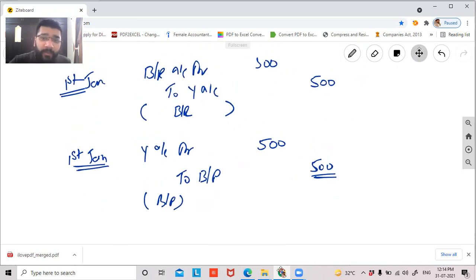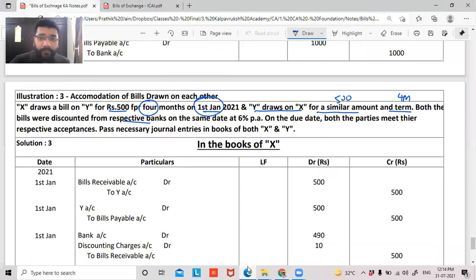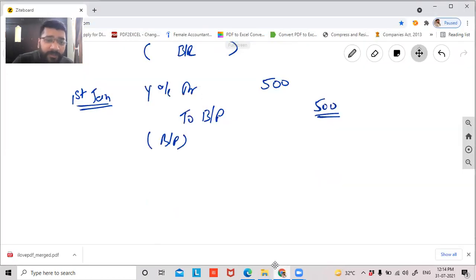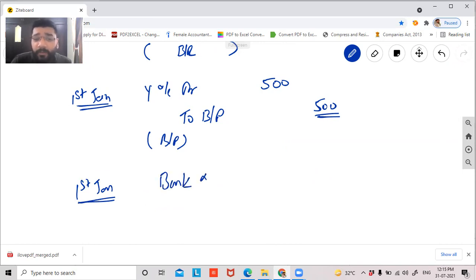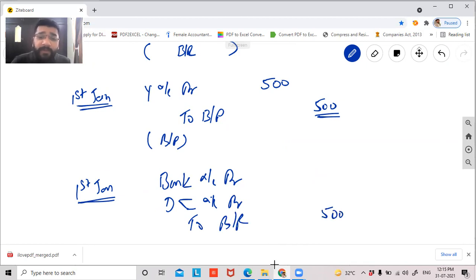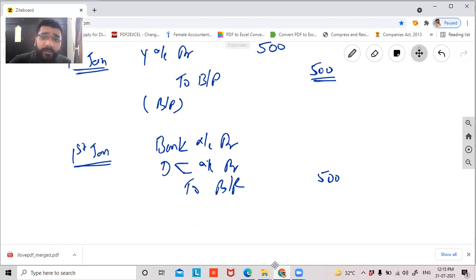Which bill will he get discounted, guys? Which bill is getting discounted? Can I say this bill is getting discounted? Yes, sir. And when is he discounting? No date is mentioned. So can I say on the 1st of January it is getting discounted? When the bill is discounted, guys, bank account debit, discounting charges account debit, to bills receivable. Bill is going out worth 500 rupees.